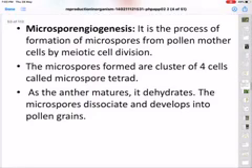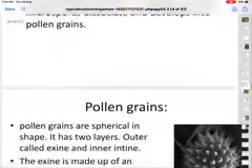And how does this happen? Through a process called Microsporogenesis. It is the process of formation of microspores or pollen grains from pollen mother cells by meiotic division. So remember this, Microsporogenesis. The microspores formed are a cluster of 4 cells called a microspore tetrad. As the anther matures, it dehydrates and the microspores get dissociated and develop into pollen grains.